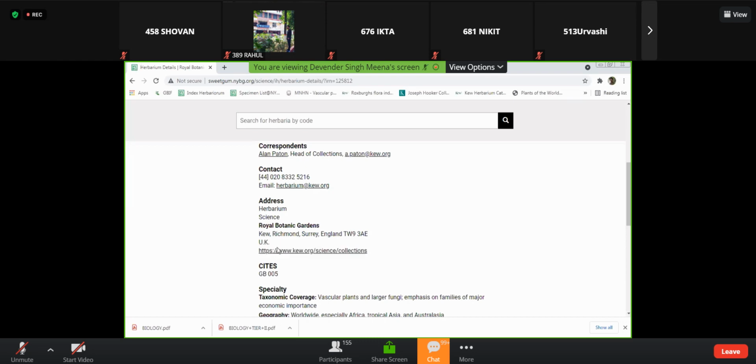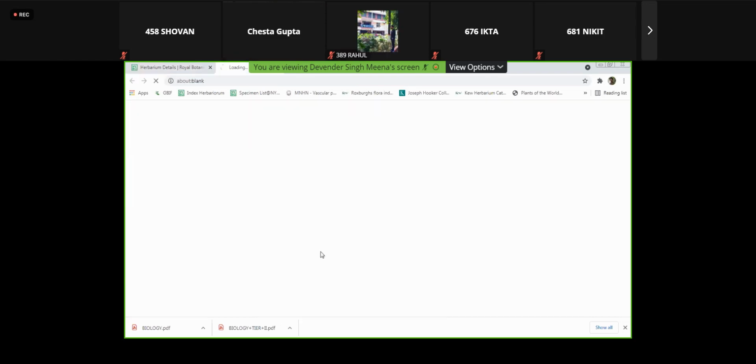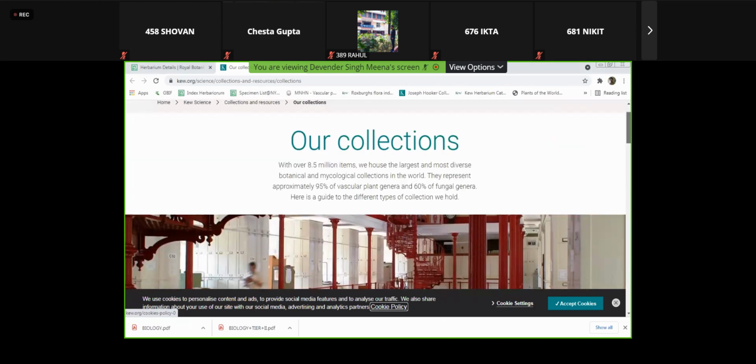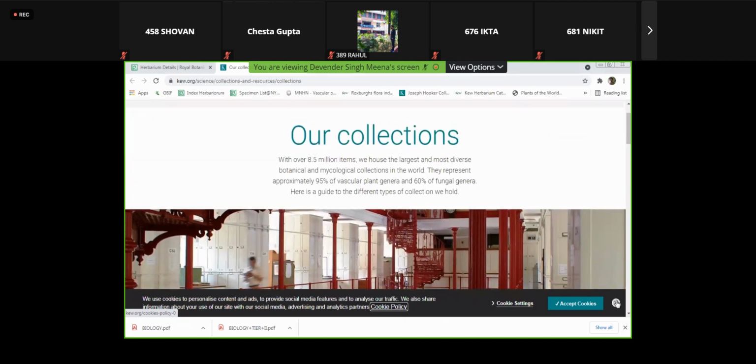If you click on this website or this address bar, it will take you to another web page, which is actually the web page of the Kew Herbarium. Here you can see they are representing lots of collections, giving you a chance to explore the Kew Herbarium virtually. You have lots of options here. You can go and search anytime and explore these things. It will really give you a lot of quality content.